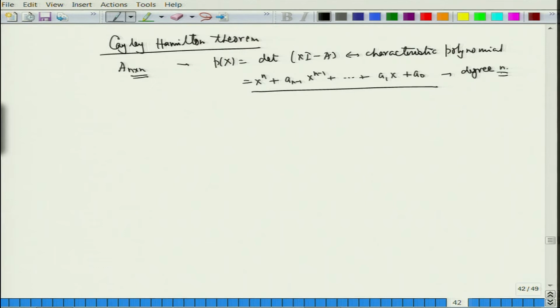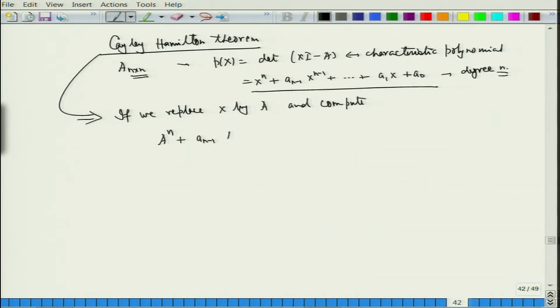Fine, that is more important for us. So that is the characteristic polynomial. We have computed some of them for eigenvalues and so on. What the Cayley-Hamilton theorem says is that we can replace x. So if we replace x by A and compute A to the power n plus a_{n-1} A to the power n minus 1 plus so on plus a1 A plus a0 I, this is a matrix identity, a matrix computation.